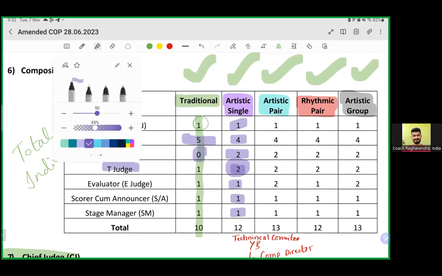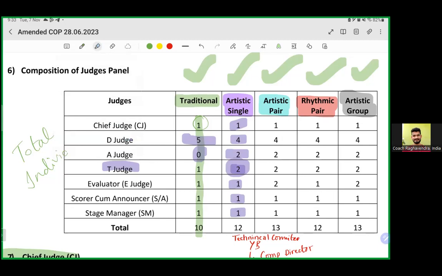Now let's try to have a comparison. Here, artistic pair: what is the difference between artistic single and artistic pair? The chief judge will be only one person as usual. The difficulty judges will be 4 as in artistic yoga single. The artistic judges will be 2 because there are 2 players in the pair event, so they are going to give marks to these 2 players at a time. And time judges, there will be 2 time judges.